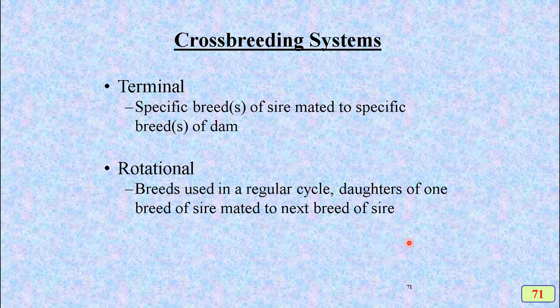Then crossbreeding systems have been evaluated, and in every breed there is crossbreeding. The terminal system is specific breeds of sire mated to specific breeds of dam. So that's called terminal crossbreeding. Whereas rotational crossbreeding is where breeds are used in a regular cycle, with daughters of one breed of sire mated to the next breed of sire. So this also continues in the breeding system.